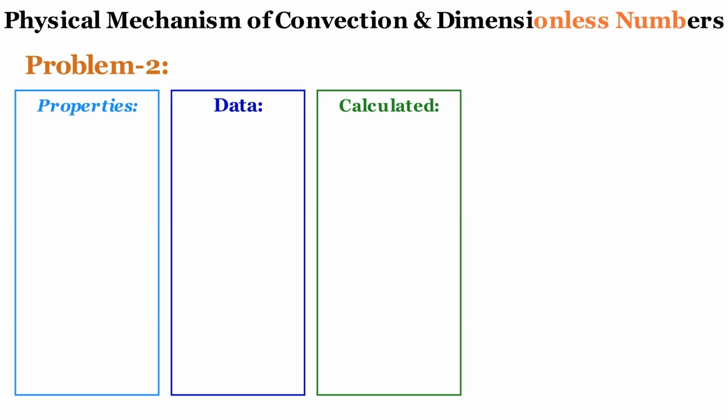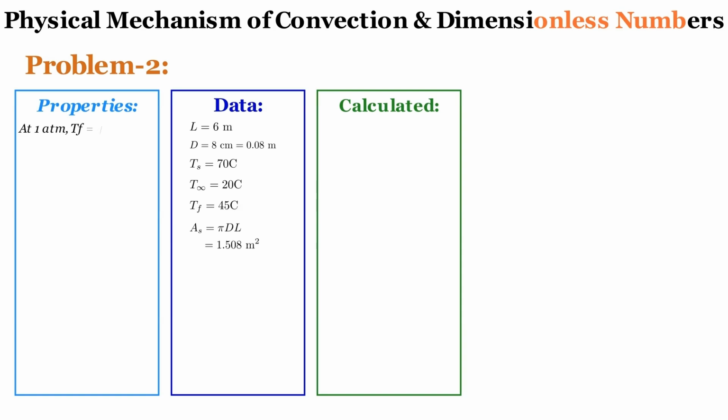Pay attention to each value. The length of the pipe, L, is 6 meters. The diameter is 8 centimeters, which equals 0.08 meters. Always convert to SI units. The surface temperature, T_S, is 70 degrees Celsius. The room temperature, T infinity, is 20 degrees Celsius. The film temperature for properties, that's the average, is 45 degrees Celsius. The surface area is pi times d times L, which gives us 1.508 square meters.